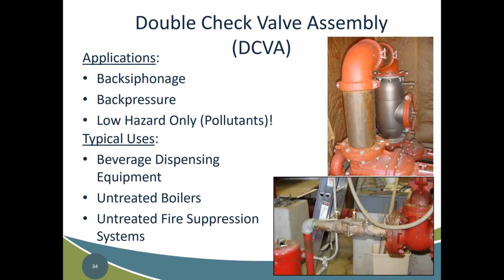The main areas you see double check valves are on fire suppression systems and untreated boilers. Those are the 2 main places you see them. And then in a beverage dispensing machine too, which I'll show you an example of. Those are considered vented double check valves though, okay? So they are for back pressure, they are for back siphonage, but they are for low hazard only.